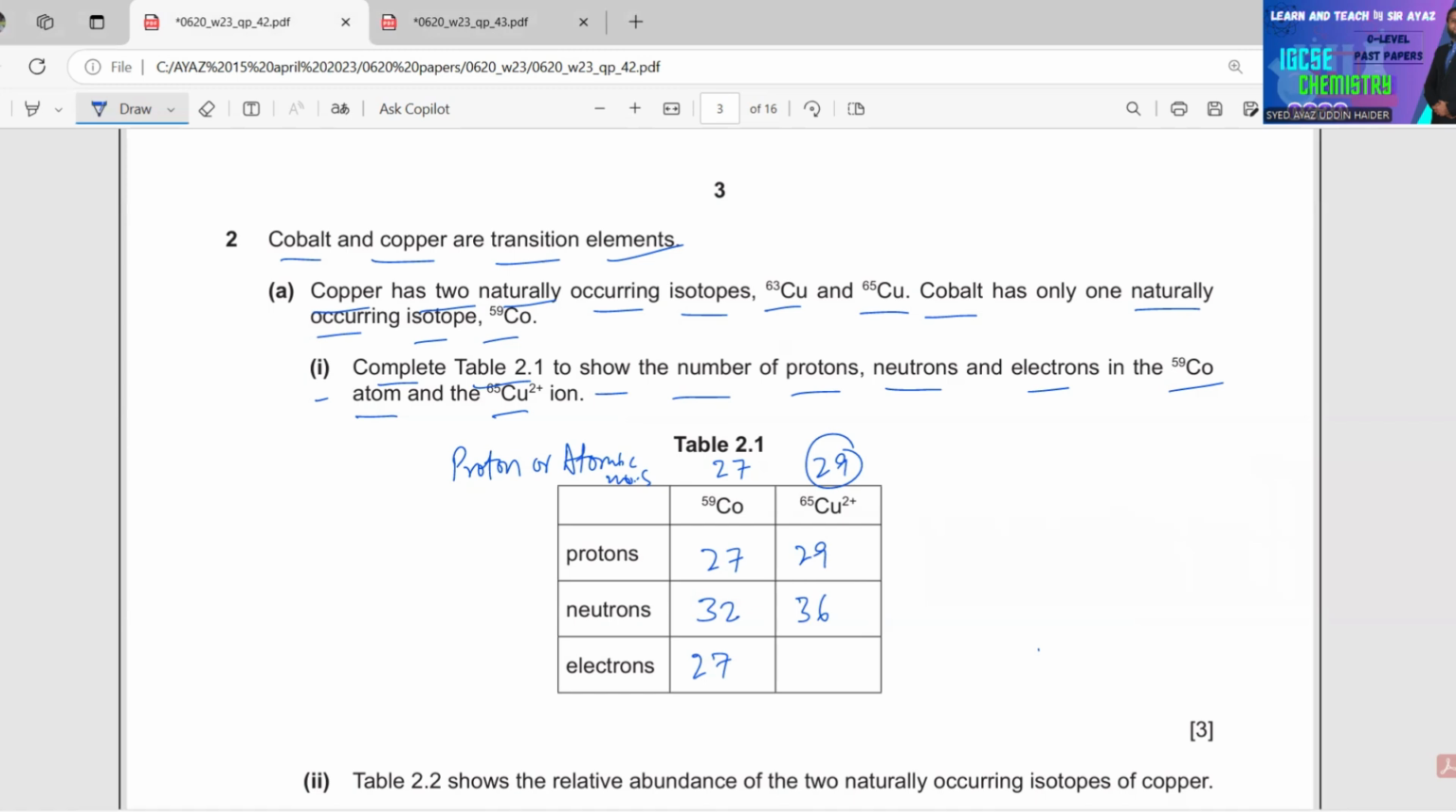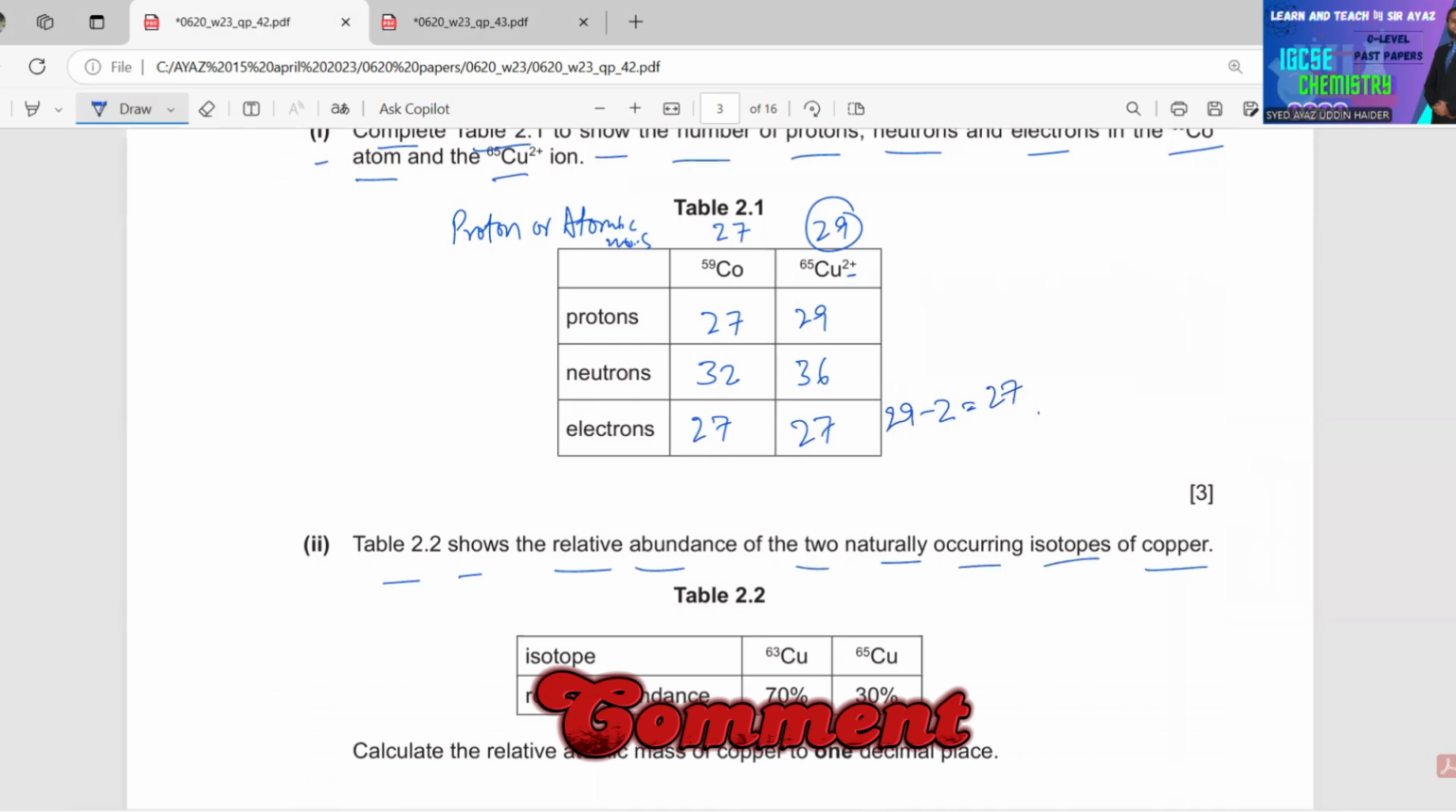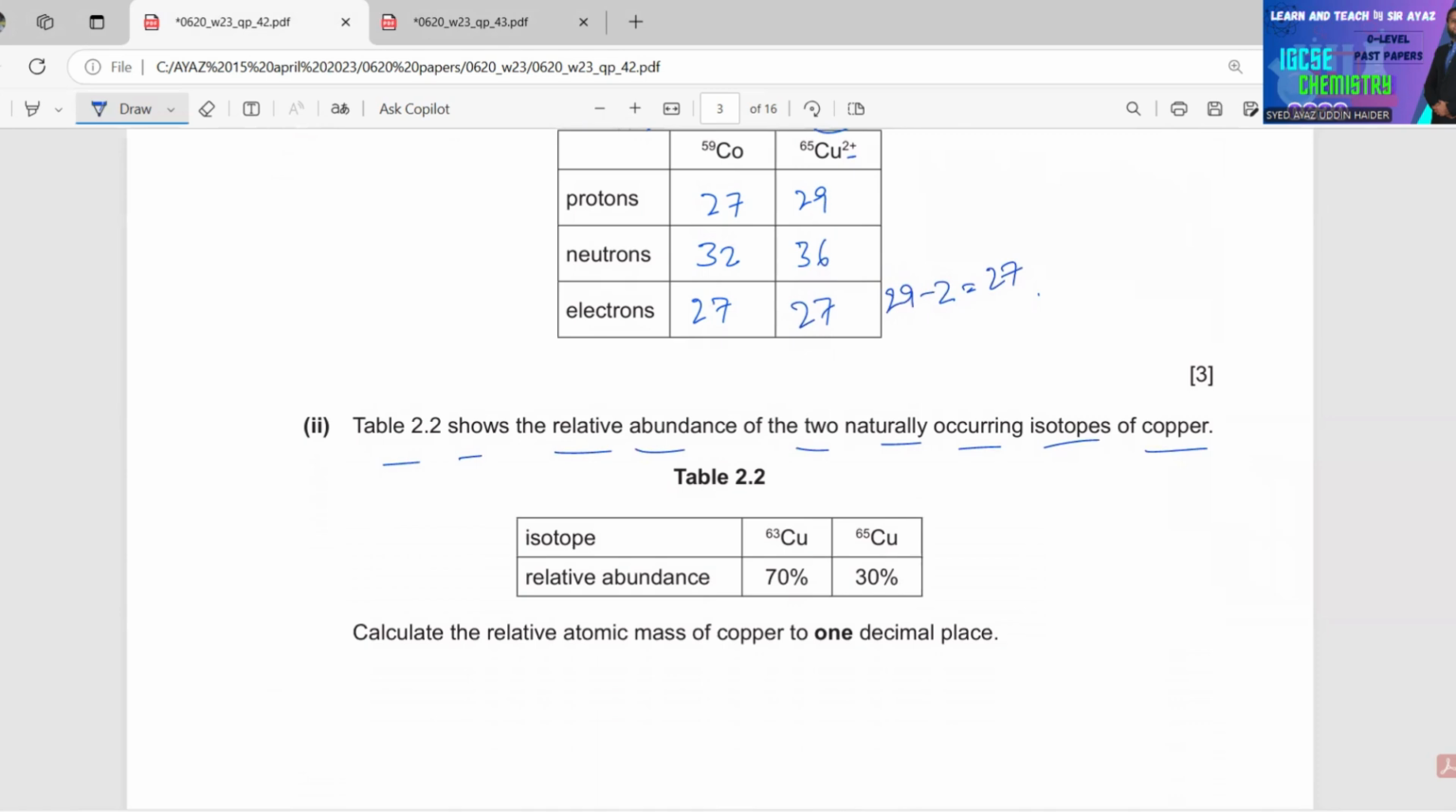Now electrons. If you see the charge is 2+, it means it has lost 2 electrons. So simply subtract 2 from 29, you will get 27. So 27 will be the answer. Table 2.2 shows the relative abundance of the two naturally occurring isotopes of copper. Isotopes Cu-63, Cu-65. Relative abundance is 70% and 30%.